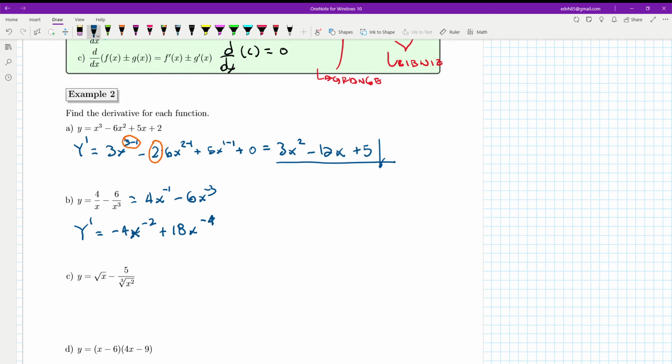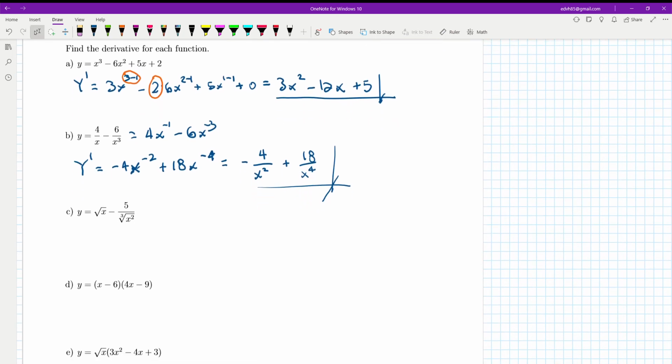Now, we are essentially done with the calculus part of the problem. However, we need to clear this negative exponent. So let's rewrite this as 4 over x squared plus 18 over x to the fourth. And this is the final answer.